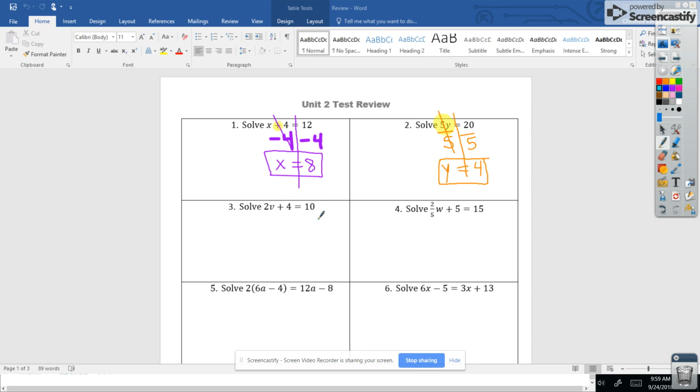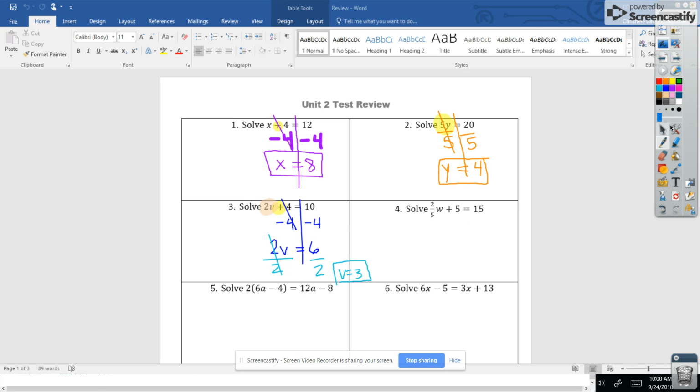Number 3, now I have a two-step equation. Not only do I see addition, I also see multiplication. So I'm going to do the inverse of both of those. First, though, I'm going to subtract the 4 from both sides. Then I'm left with 2v is equal to 10 minus 4 is 6. Last, I'm going to divide both sides by 2 because I see multiplication by 2. And 6 divided by 2 is 3. Look how I'm showing all my work nice and neat. Everything is lined up. Boxing in my answer.